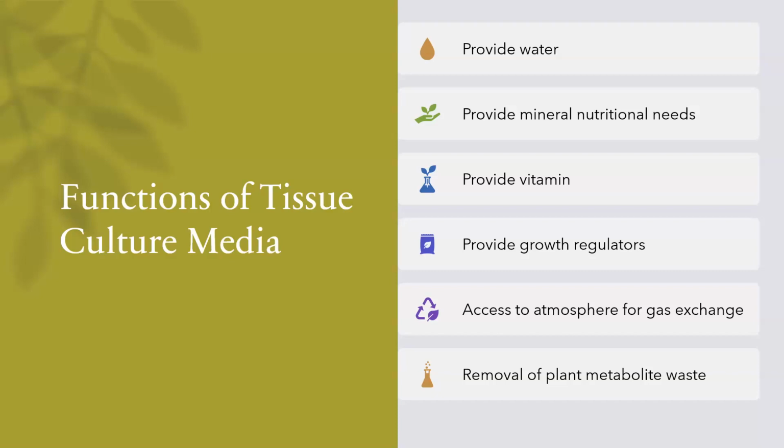Plant tissue culture media provide water, minerals or nutritional needs, vitamins, growth regulators or hormones, and other desirable nutrients including various organic compounds for the growth and development of plant cells and tissues. The media also provide access to the atmosphere for gaseous exchange and act as a dumping ground for secondary metabolite waste.